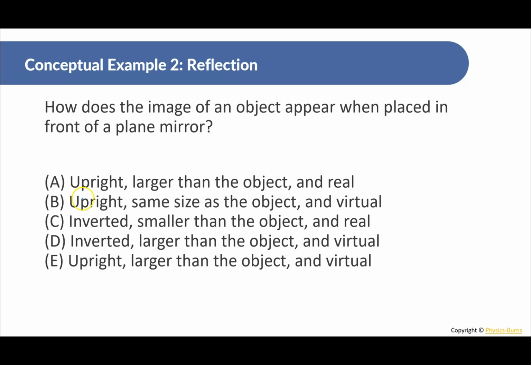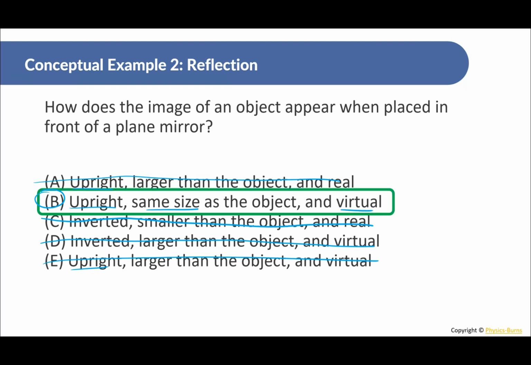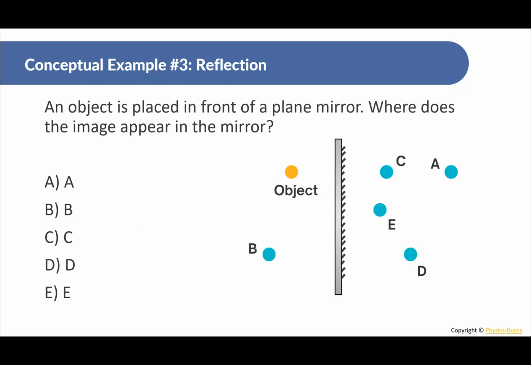So first of all, we should know that it is not inverted. Inverted means that it's upside down. When we're looking at a plane mirror, it's going to be right side up. So upright. It's not going to be larger than the object, so it can't be this. It can't be this. So it has to be this. It's going to be the same size, and it's going to be virtual, meaning not real. The image is not going to be real. And we'll talk more about virtual images and real images a little bit later on.